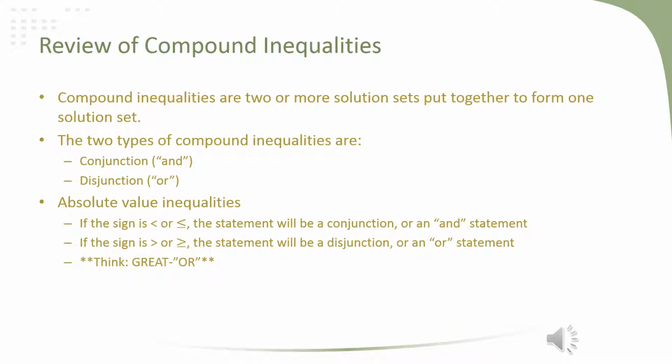If you have an absolute value inequality and the sign is a less than sign or a less than or equal to sign, the statement will be a conjunction. If the sign is greater than or equal to, it will be a disjunction, or an "or" statement. Think "great-or." So anytime you see a greater than sign, it'll be an "or" disjunction.